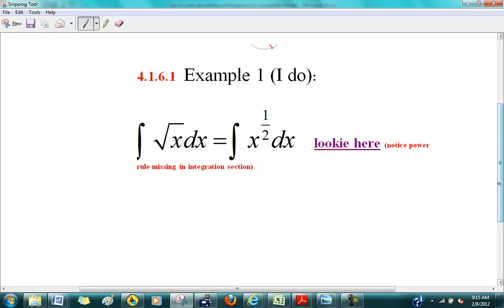Okay, so it's integral of square root of x. So the first thing you want to do is rewrite it with the power, like so. You guys know that square root is to the 1/2 power.